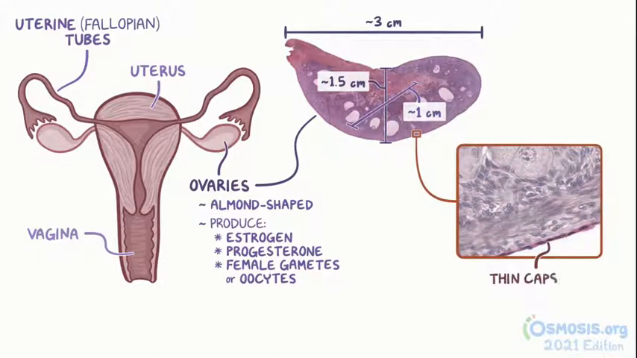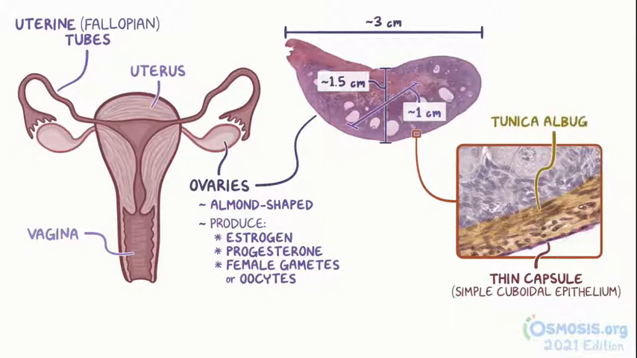with a thin outer capsule. The capsule is made up of a thin layer of simple cuboidal epithelium that's only 1 cell thick, and an underlying dense layer of connective tissue called the tunica albuginea.